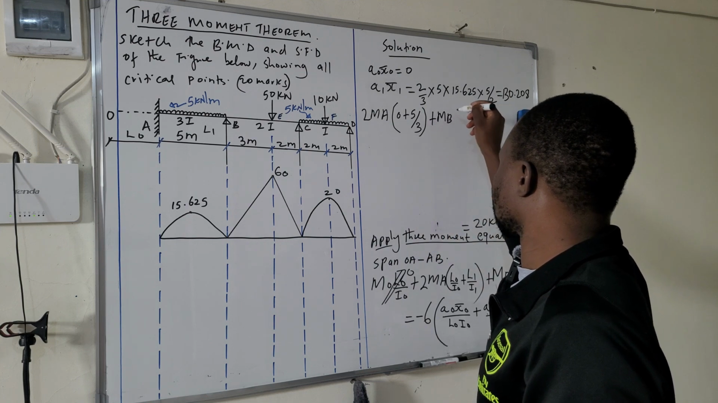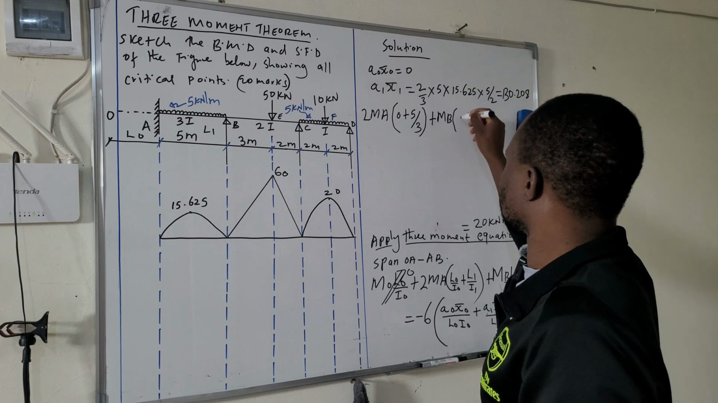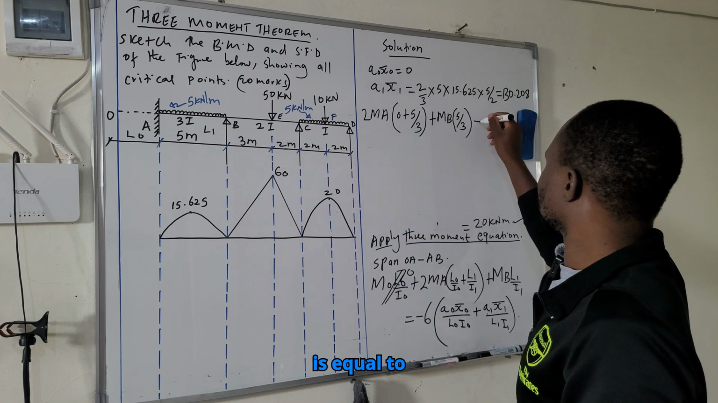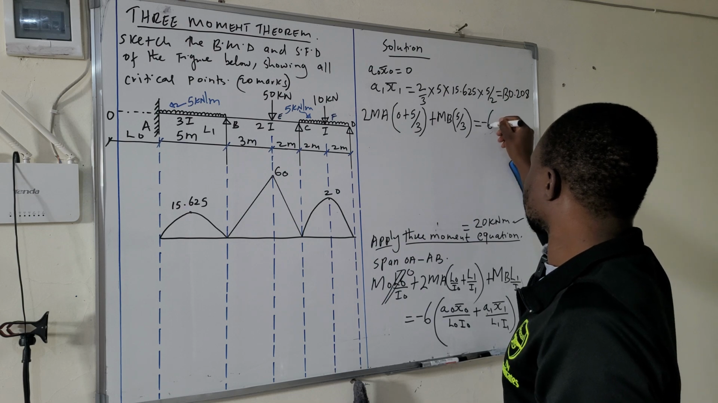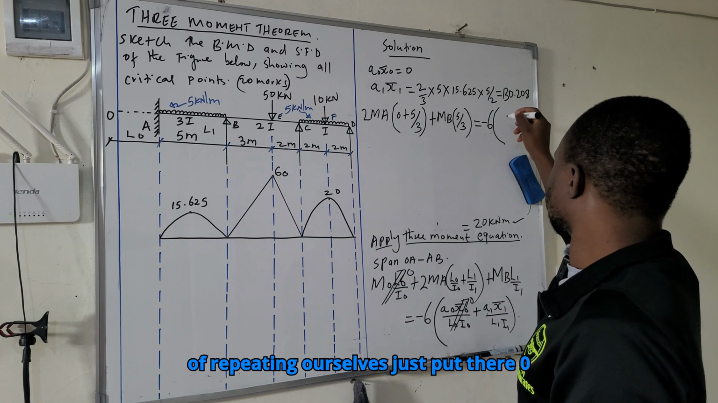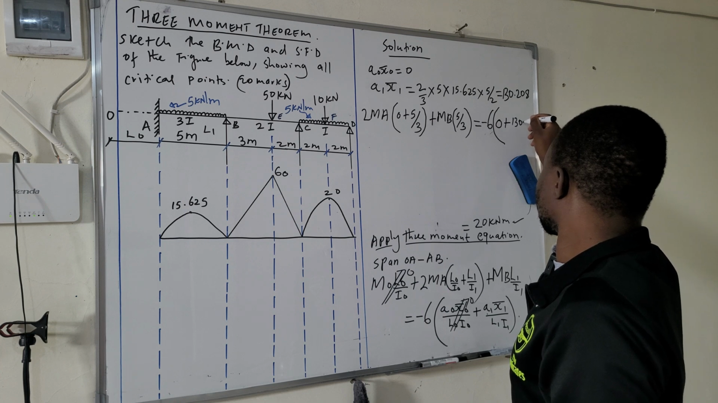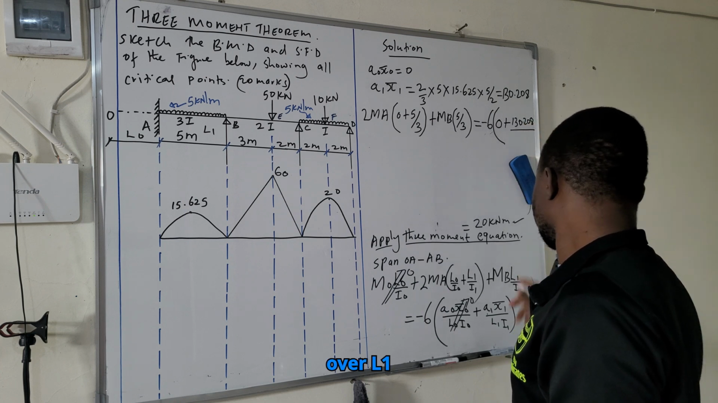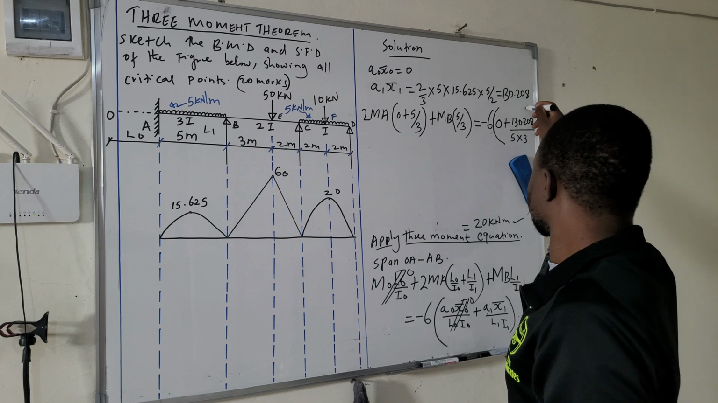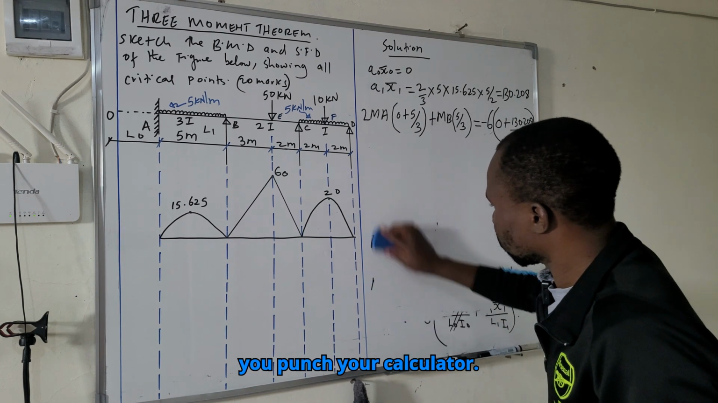MB times L1, which is 5, over 3, that is I1, is equal to minus 6 into bracket, this one again is 0, so no need of repeating ourselves, just put 0, plus A1 x bar 1, which is 130.208, over L1, which is 5, times I1, which is 3, like that. Then you punch your calculator.